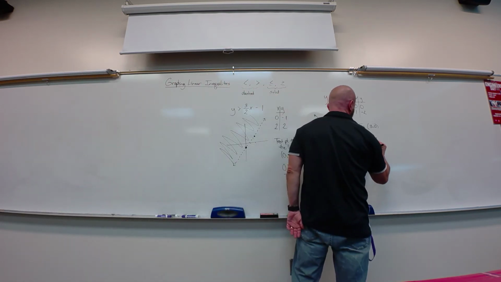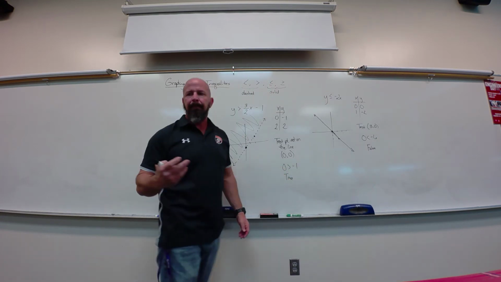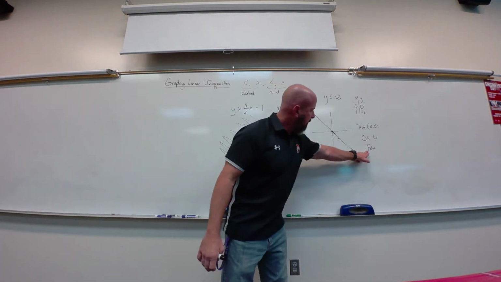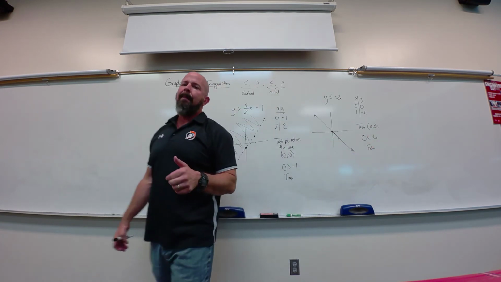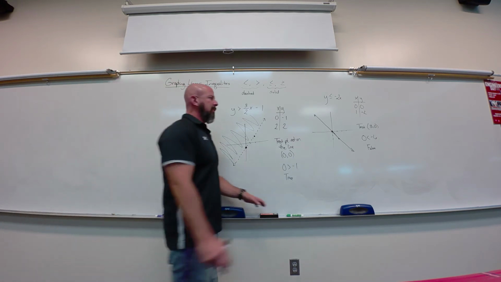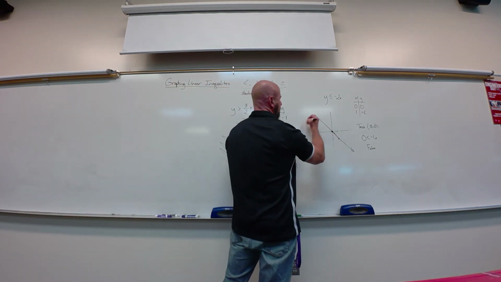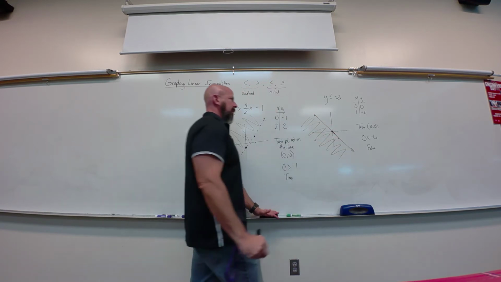So this is false. We're going to shade the side that's true. So if this is false, that means 3, 0 is false. That means everything on the same side as 3, 0 is false. 3, 0 was over here. That makes me shade back to that other side.